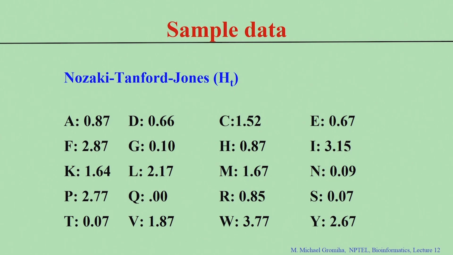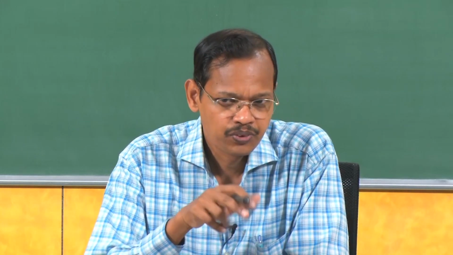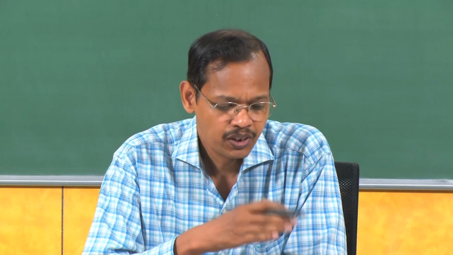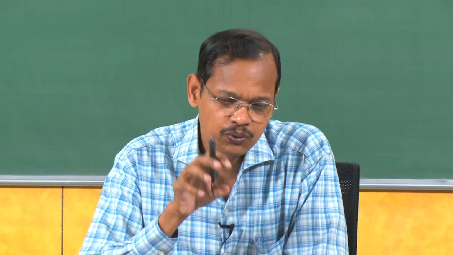One is the Nozaki-Tanford-Jones scale. This is the first scale derived for the 20 different amino acids experimentally. We cannot directly calculate the hydrophobicity values. So, they did it in an indirect way, that is, the relative solubility of each amino acid residue in water as well as in ethanol. So, they measured the relative solubility, right, and converted the solubilities into hydrophobicity. If you look at these 20 different amino acid residues, we can see specific residues which have high values and some of them which have lower values.